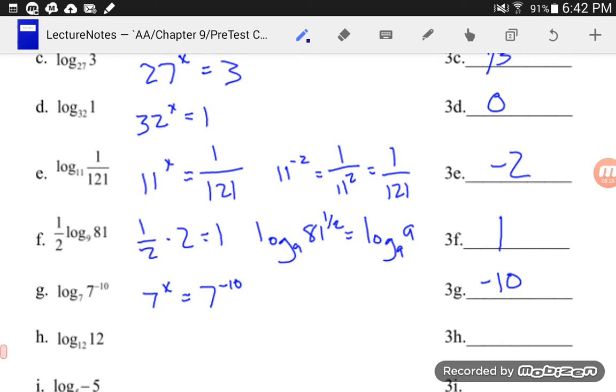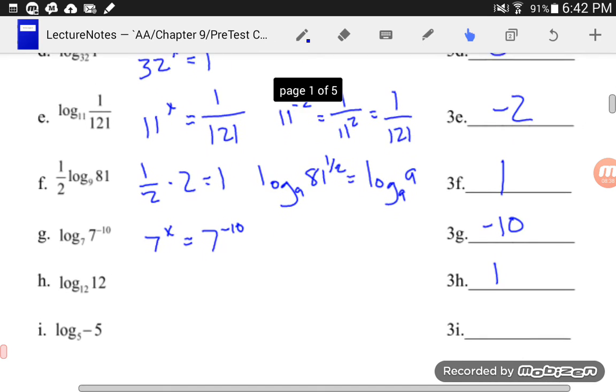Log base 12 of 12, 12 to what power equals 12? 12 to the first power. I'm not even going to jot any notes down on that one, that's so quick.